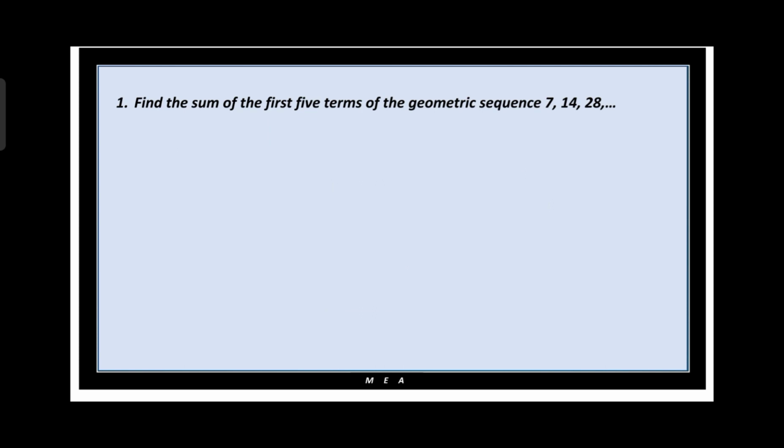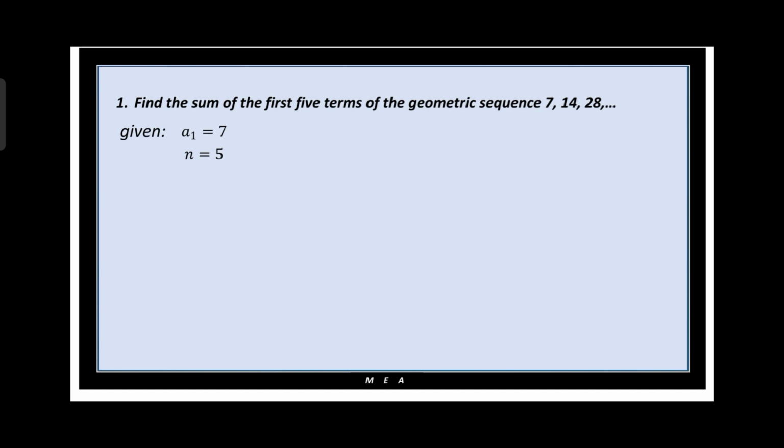Number 1, find the sum of the first 5 terms of the geometric sequence 7, 14, and 28. Okay, let us write down first the given. Ang a sub 1 natin dito ay 7. Yung n natin, ang nakalagay dyan, sum of the first 5 terms, so ang n natin ay 5.